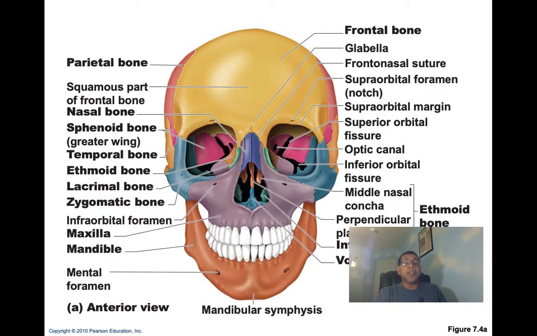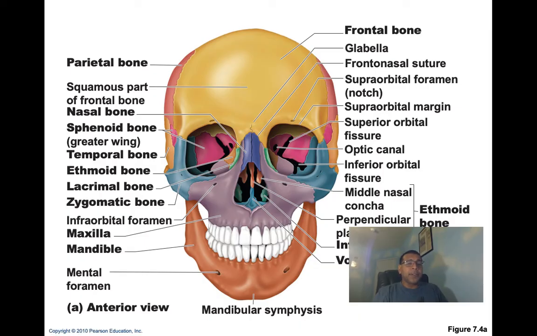Next then we have the inferior orbital fissure we can appreciate. The inferior orbital fissure is found deep within the orbit at the junction of the maxilla and greater wing of the sphenoid bone, where the maxilla and the greater wing of the sphenoid bone come together.